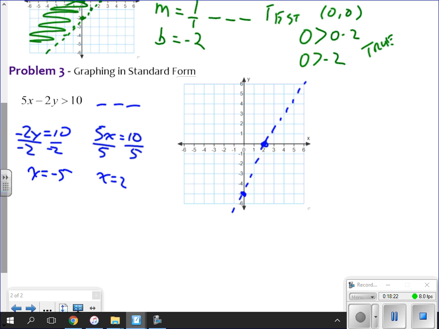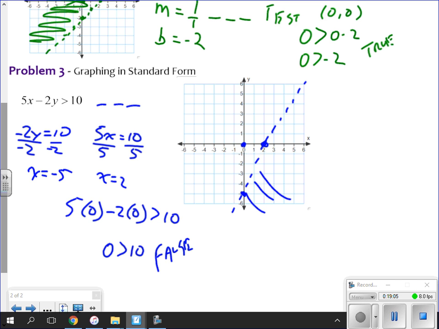Okay, and sometimes the line goes through the origin. You have to pick a different point. But once again, I pick the easiest one whenever I can. Plug in 0 for y and 0 for x. 5 times 0 minus 2 times 0 greater than 10. What's 5 times 0? What's 2 times 0? What's 0 minus 0? So I have 0 greater than 10. Is 0 greater than 10? No, it is not. This is false. So the point that I tested is not a solution. What does that mean? It means I shade the other side.